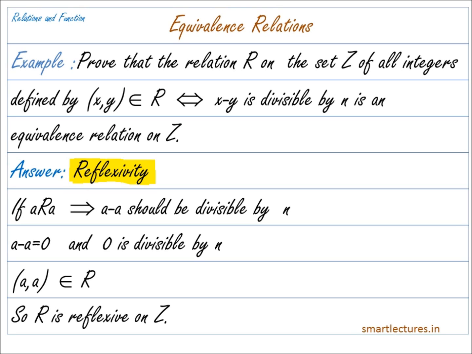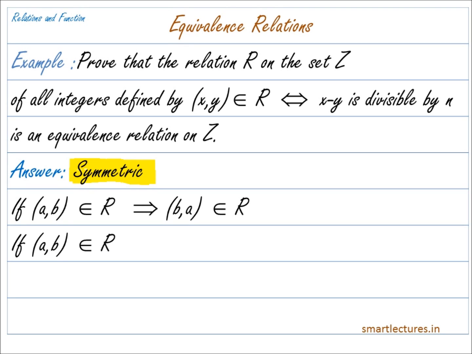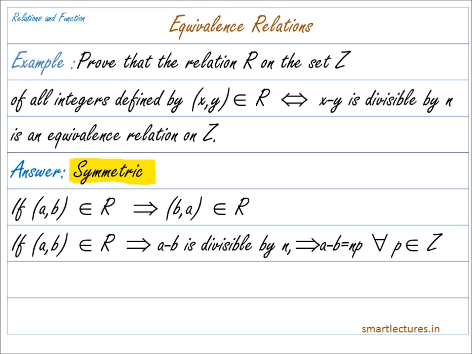Now let's check whether this relation is symmetric or not. Now this relation will be symmetric if (a, b) belongs to R, then that means (b, a) also belongs to R. Now if (a, b) belongs to R, then that means a minus b is divisible by n. Now if a minus b is divisible by n, that means a minus b is equal to n times p, where p is an integer. Now a minus b is equal to np.